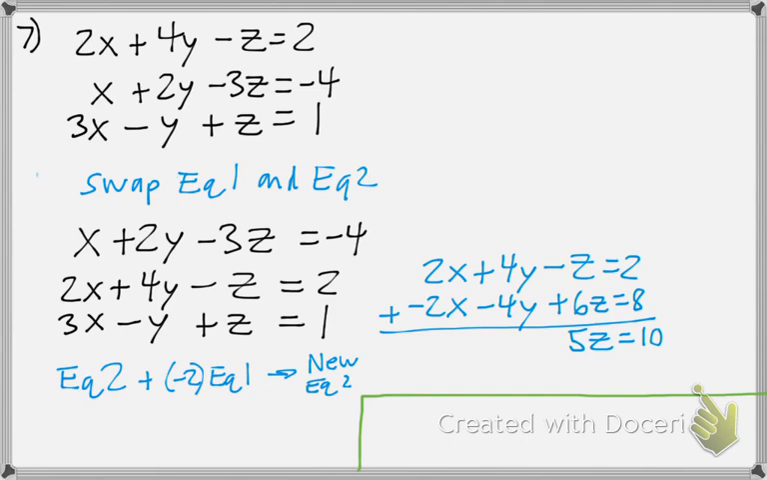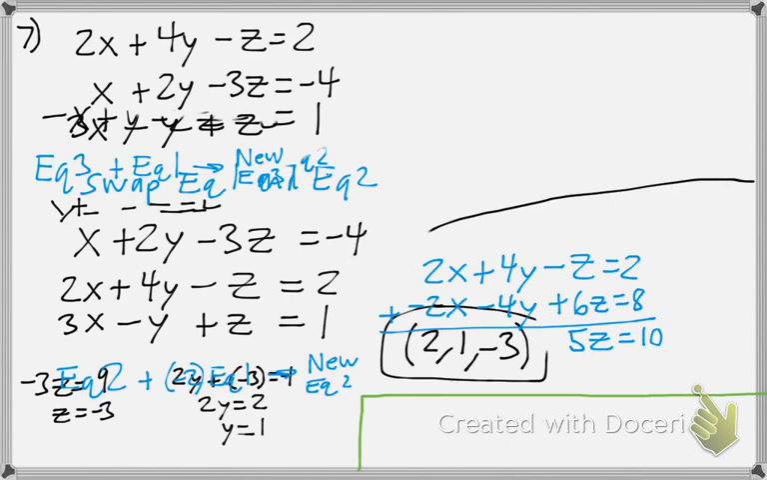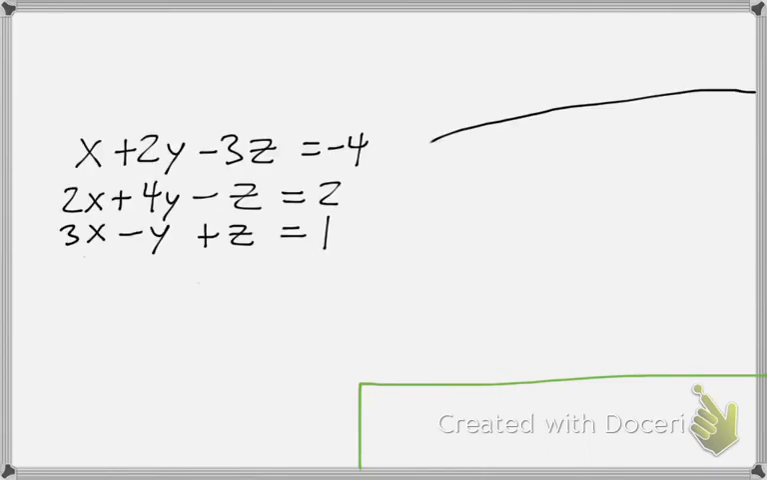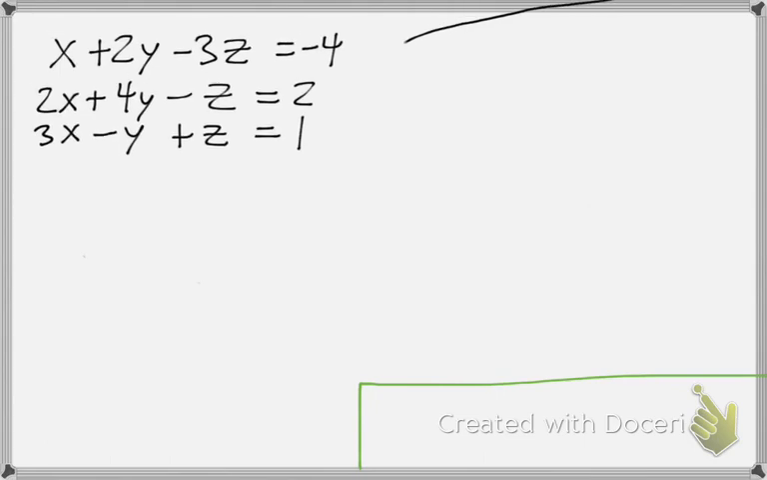So let me copy my system so I can move it to the next slide. It looks like some other stuff came with it. There we go. Everything is staying the same here, except I have updated my second equation.